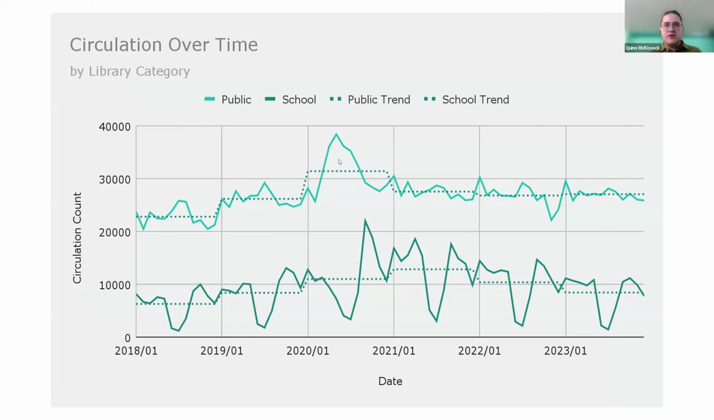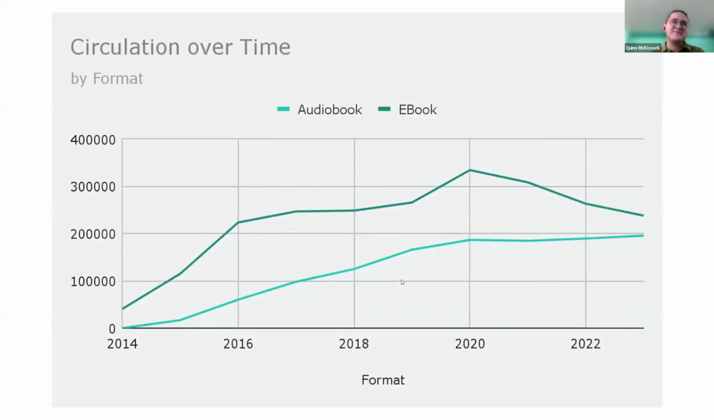And it's worth noting that since that 2020 bubble, our public library circulation has largely remained pretty stable at almost exactly the 2019 level. And we're seeing a little bit of a drop in circulation for school libraries. So it's interesting to keep that in mind, and keep in mind that there are different audiences here, and particularly different audiences for these different sectors at different times of year.